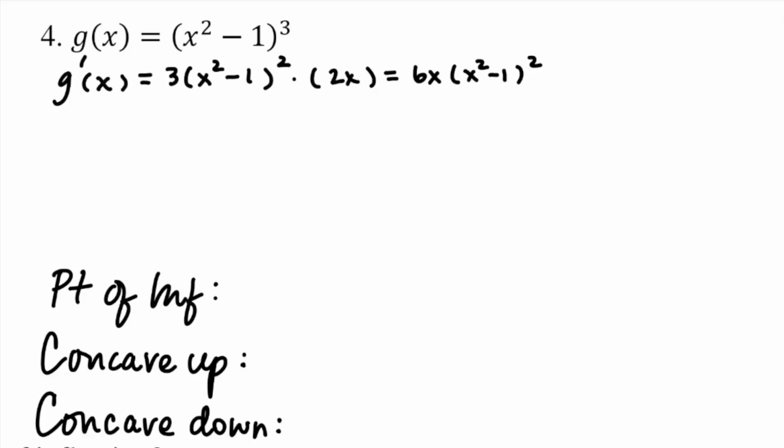using the chain rule. To take g double prime, I'm going to need to use the product rule, because I've got the 6x and the x squared minus 1 squared. When I take the derivative of x squared minus 1 squared, just like when I took the derivative of that thing cubed, I'm going to need to be careful with the chain rule, but we've got this.